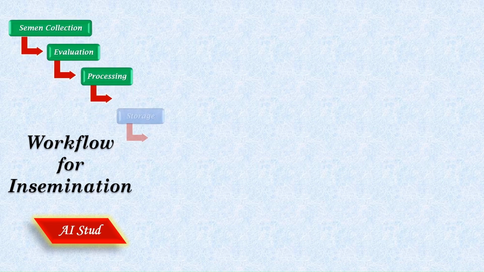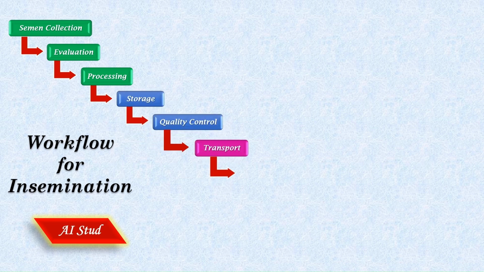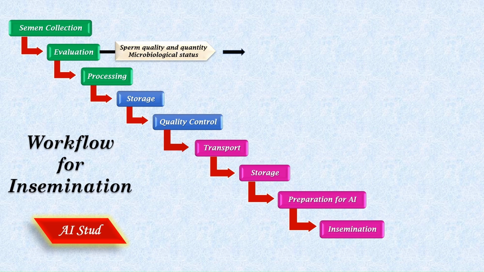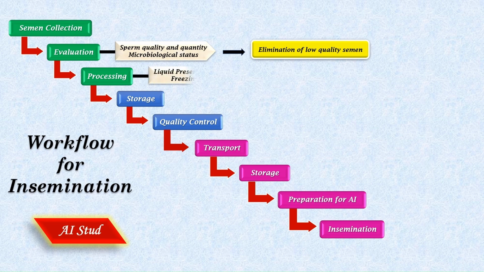This is a schematic workflow summarizing the principal steps of artificial insemination, that is, from semen collection to use for insemination. Artificial insemination stud is a registered animal retained for breeding, such as a stallion, boar, or bull. The initial step is semen collection, followed by evaluation, processing, storage, quality control, transport, storage, preparation for AI, and finally insemination. In evaluation step, we evaluate the sperm quality and quantity, and also the microbiological status, to eliminate the low-quality semen. Liquid preservation and freezing are done under processing.